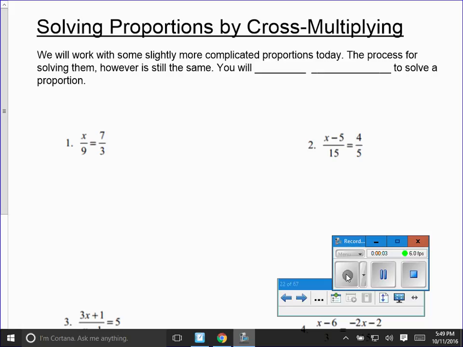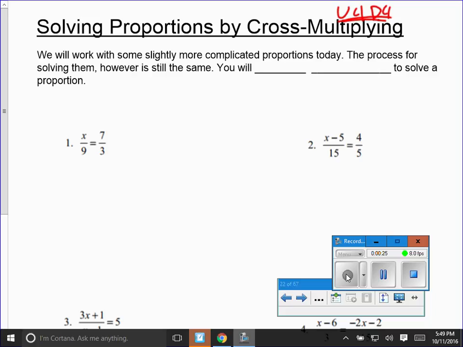This is the second part of our video for Unit 4, Day 4. Sometimes we put these two topics on two different days. In this case, they're on the same day, but we made two different videos just in case we want to split them up. But anyway, this is also part of Unit 4, Day 4, solving proportions by cross multiplying.